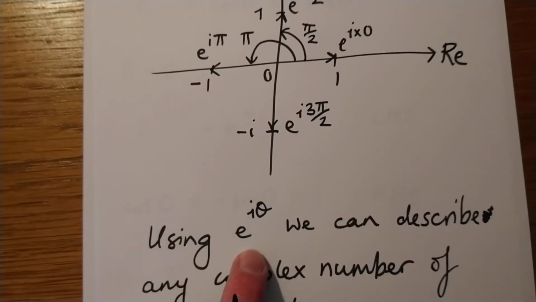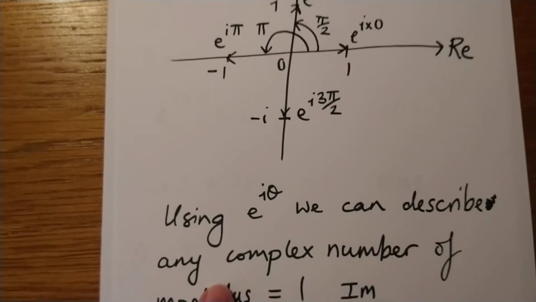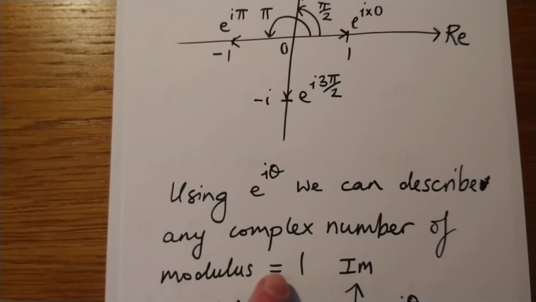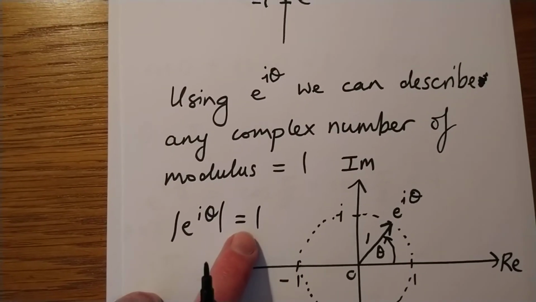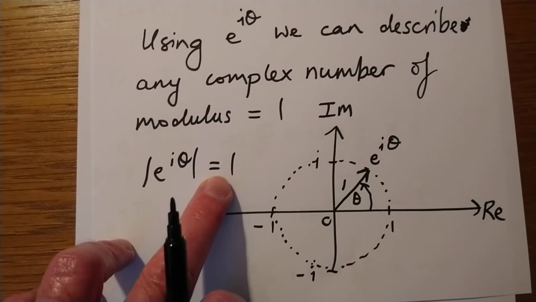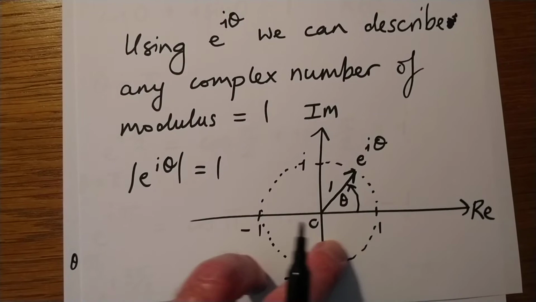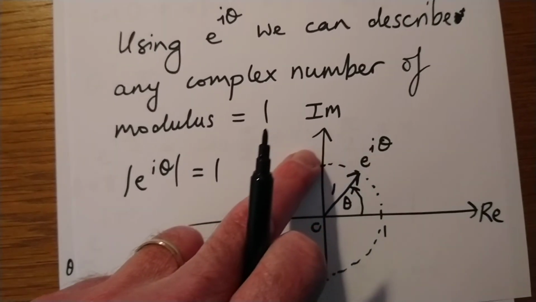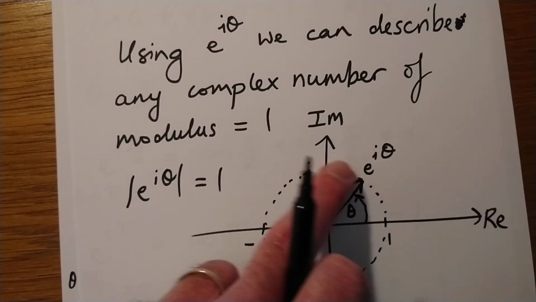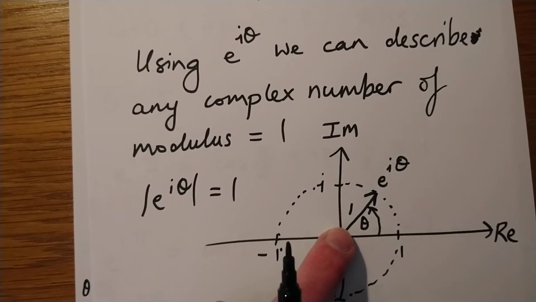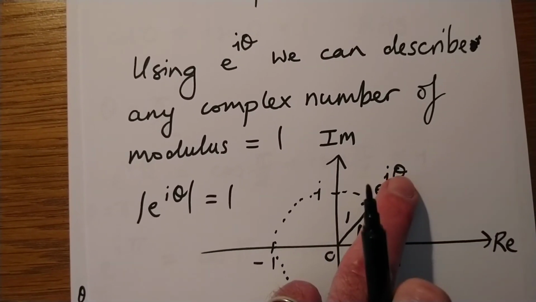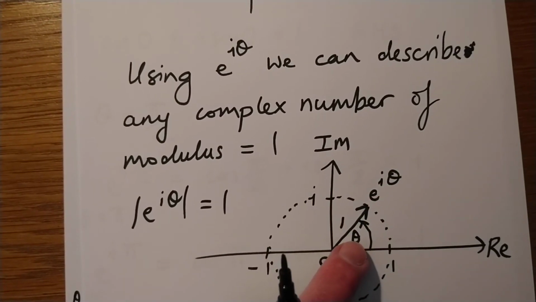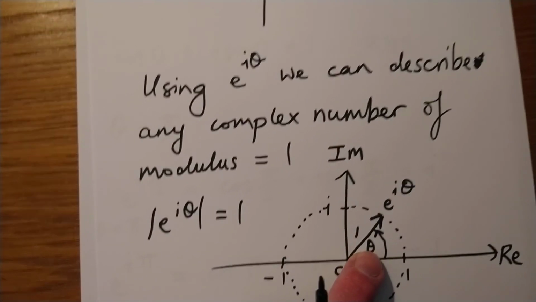So using e to the i theta, we can describe any complex number providing the modulus is equal to 1. So the mod of e to the i theta is always going to be equal to 1, and we could map out a circle with that little vector, that complex number. So if we plot e to the i theta, we know the modulus is going to be 1, and whatever angle we put in here in radians, that's going to be the argument of that same complex number.